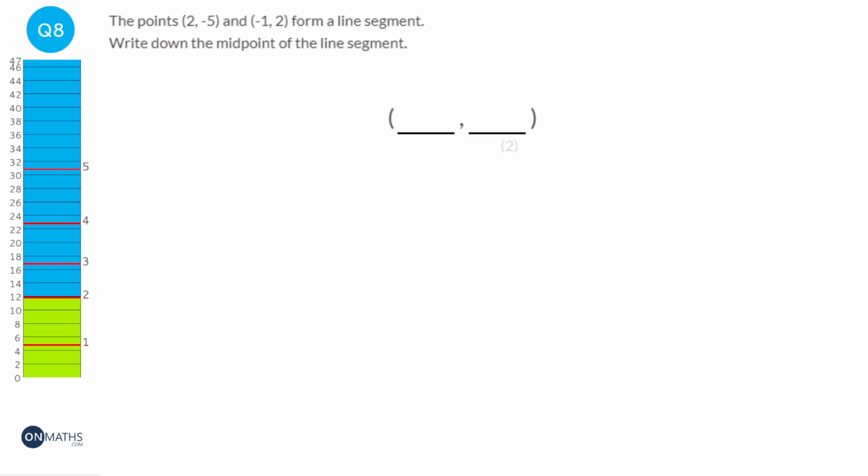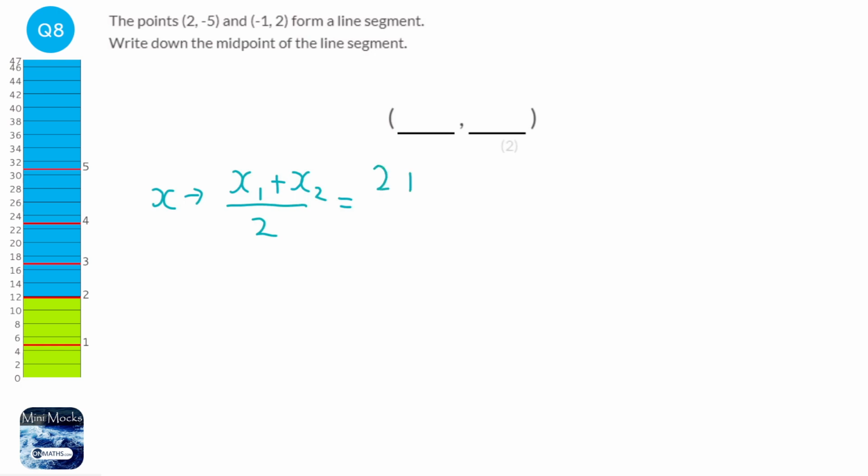To find the midpoint, we can use this simple formula. And we're going to start off by finding the midpoint for the x component. And the formula is just adding the 2 x coordinates and dividing by 2. So we're just going to add the 2 x coordinates together. So we've got 2 plus minus 1 divided by 2. And that's going to be 1/2.